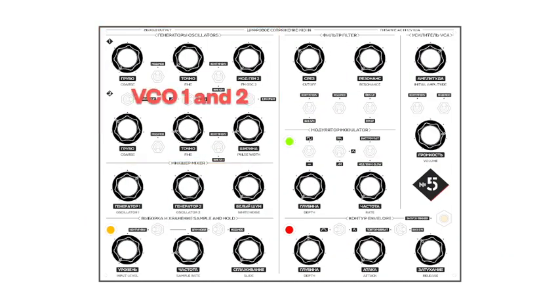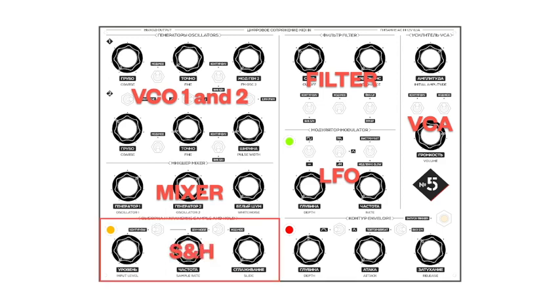VCO 1 and 2. Mixer. Polyvox style filter. VCA. LFO. Sample and hold. And envelope are the building blocks of the system.